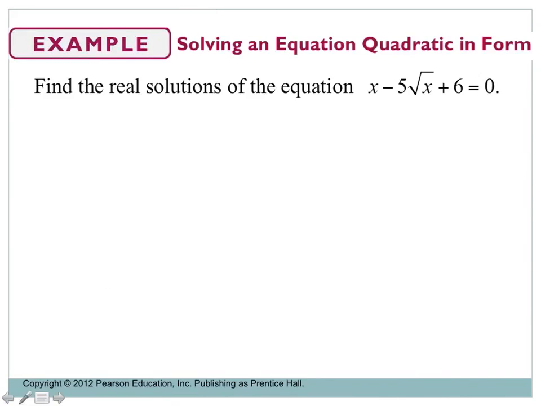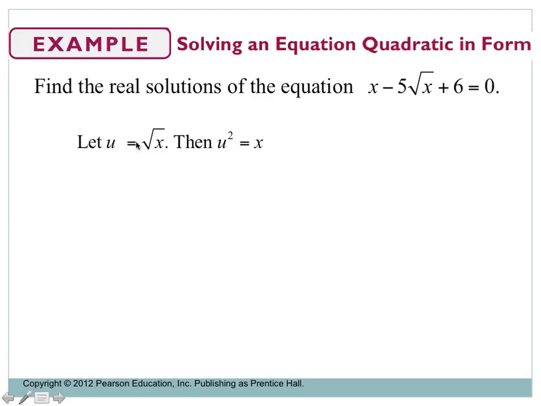All right, let's do another one like this. Let's say we have x minus 5 times the square root of x plus 6 equals 0. Now this one you could use the methodology that we used before, getting everything away from the square root and then squaring both sides. That would definitely work. But if you'd like, you can do u substitution again.